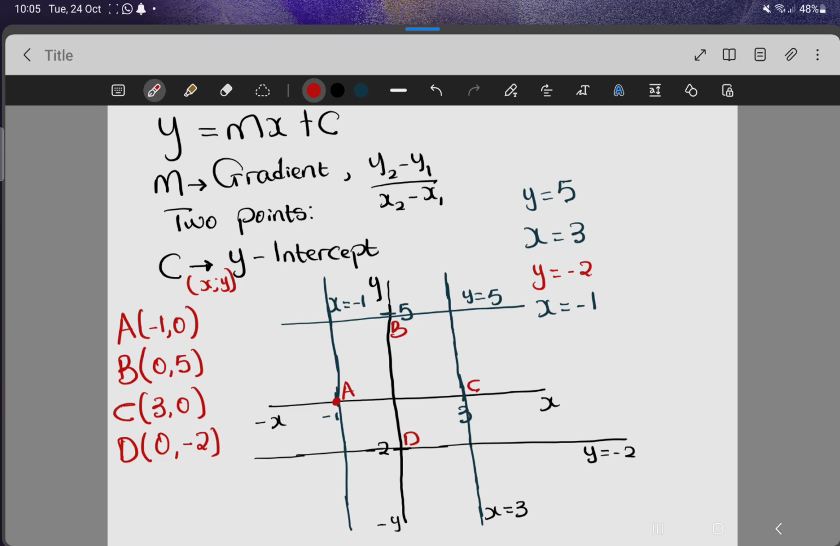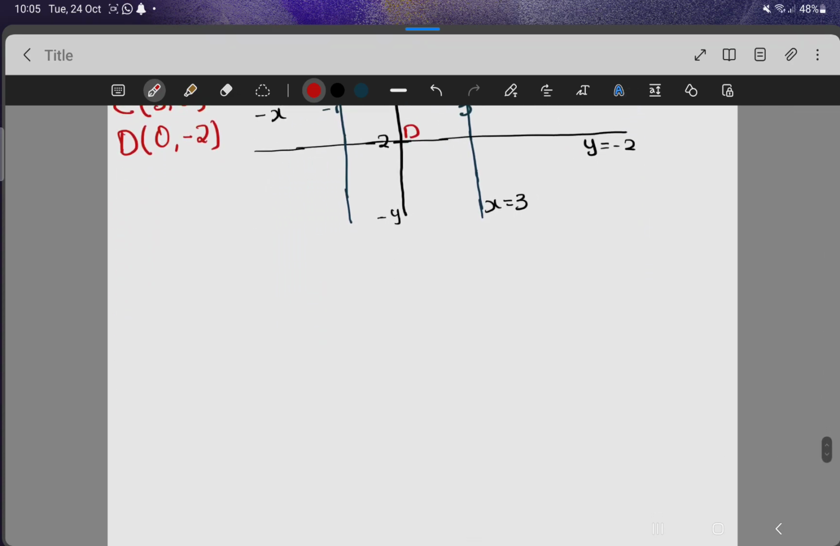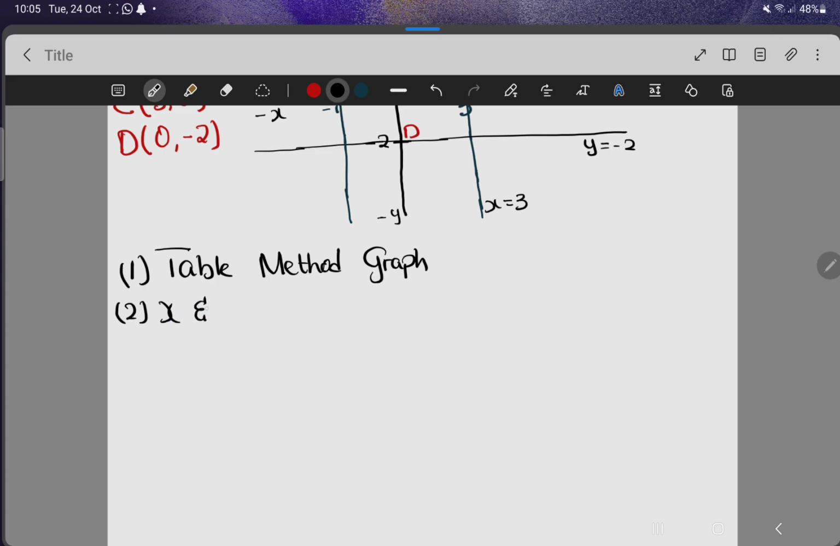Now, there are 2 ways in which you can draw the graph. Number 1, the table method. And number 2, the x and y intercept method. I will stick with number 2 because that is the simplest one, and that is the one we can really use even when we are doing the parabola. However, I will still do the other one.